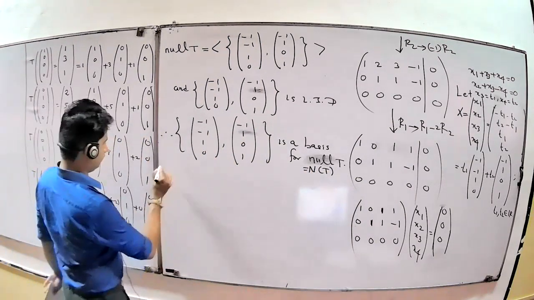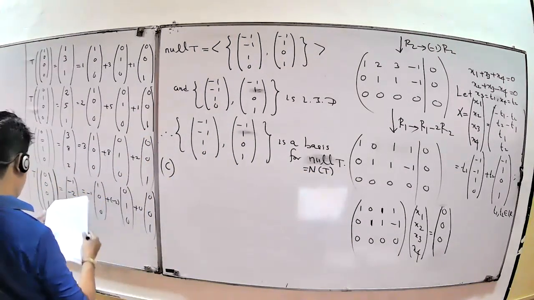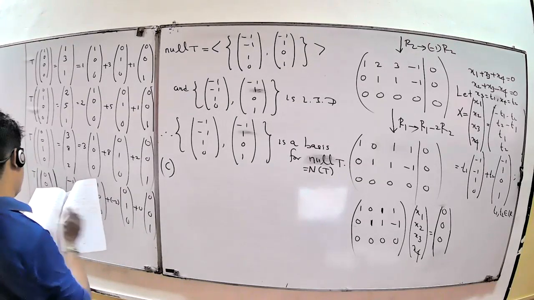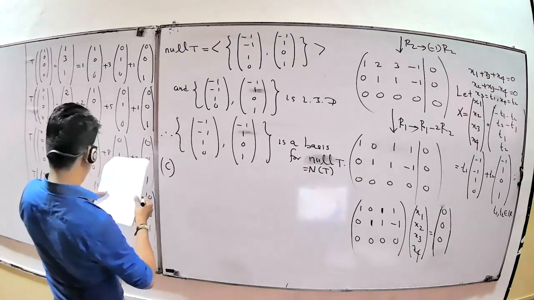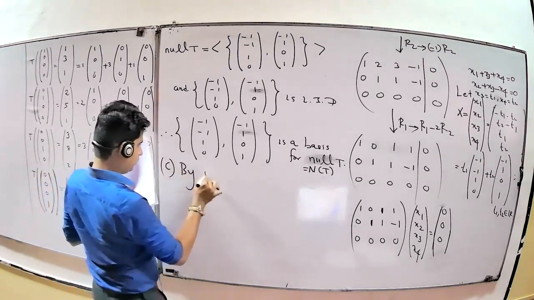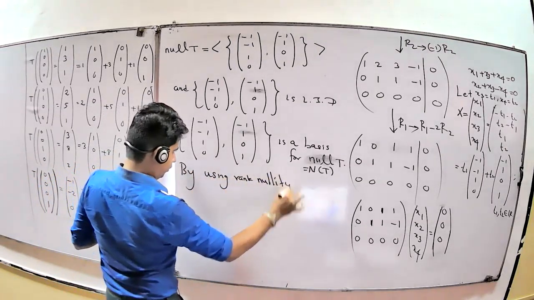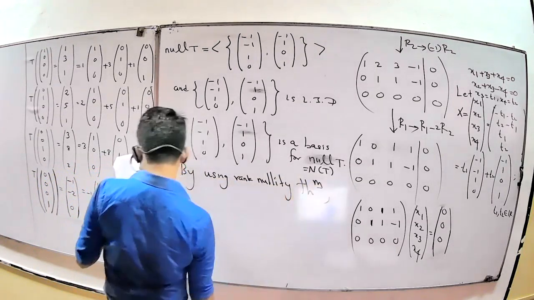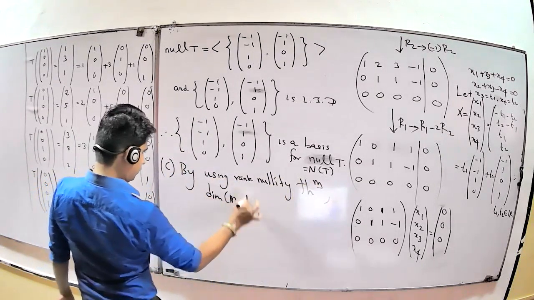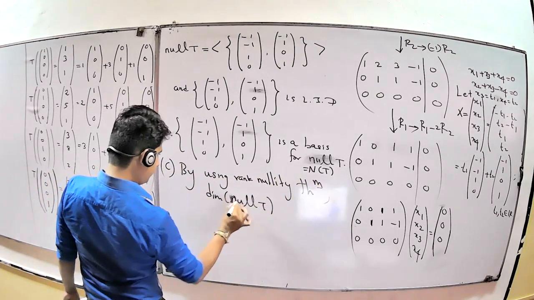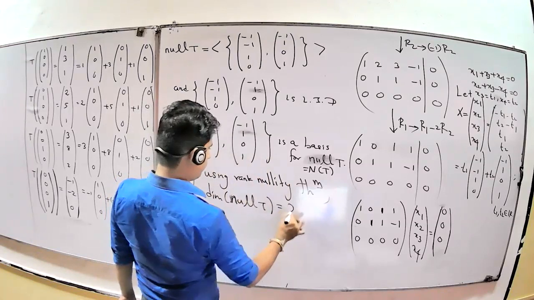For part C, you want to find the rank of the linear transformation T. For that, we use the rank nullity theorem. Here, what is the dimension of null of T? Null of T means kernel of T. What is the dimension of null of T? It is 2, because there are two linearly independent basis vectors, therefore the dimension is 2.